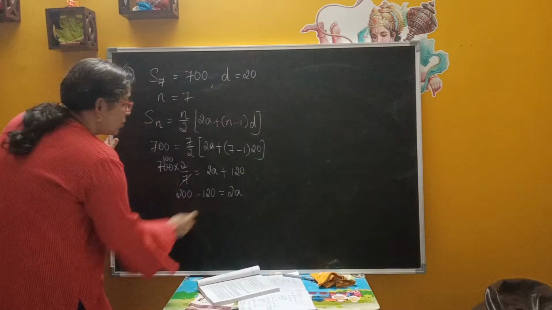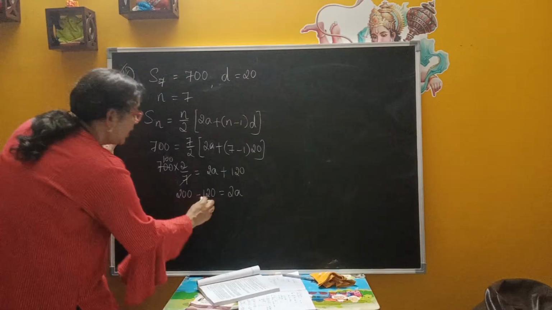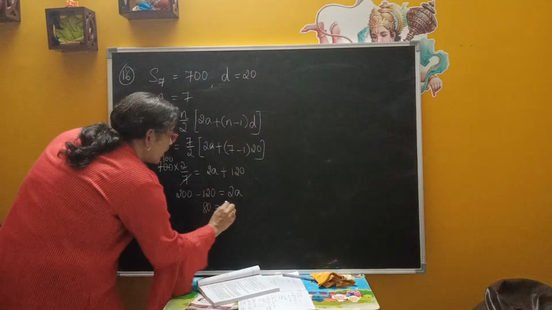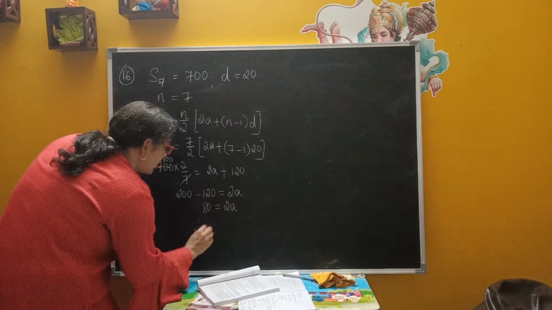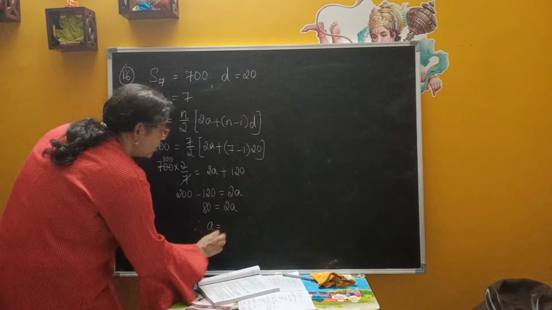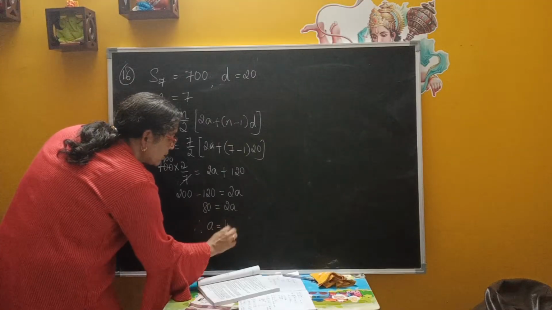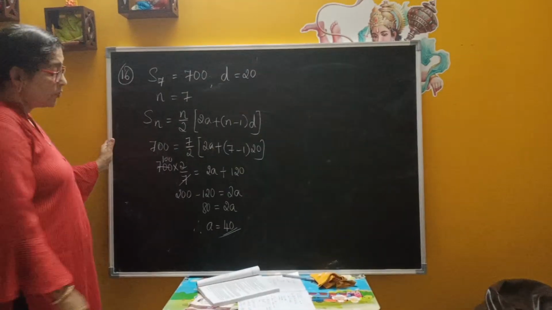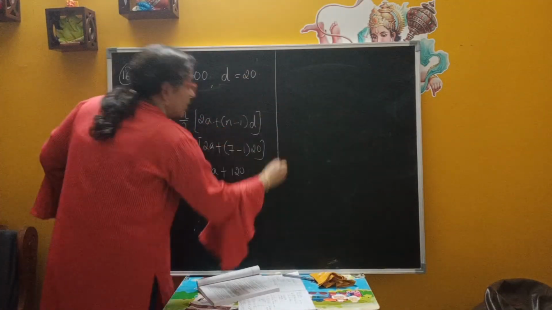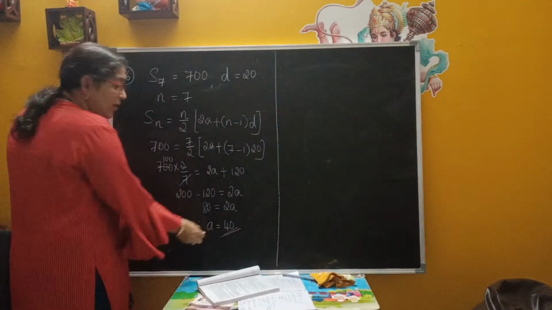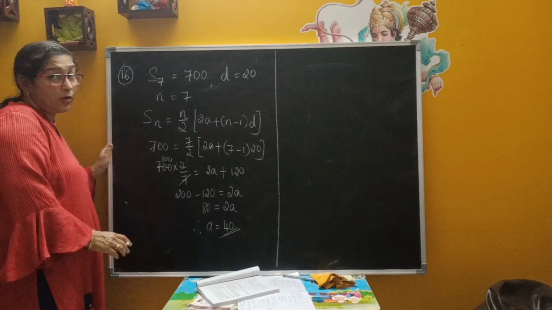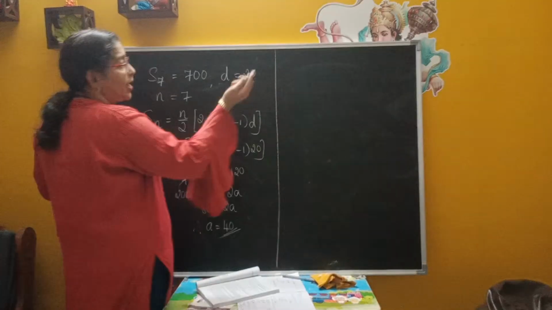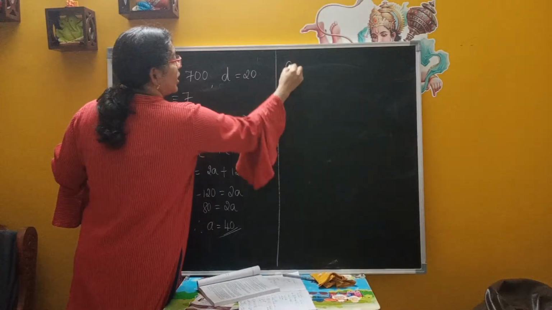So 200 minus 120 is how much? It is 80. 80 is equal to 2a. So what is the value of a? It is 80 divided by 2, which is 40. So the first term is 40. The student who has got 7th place, how much will he get? 40 rupees. So a is equal to 40.